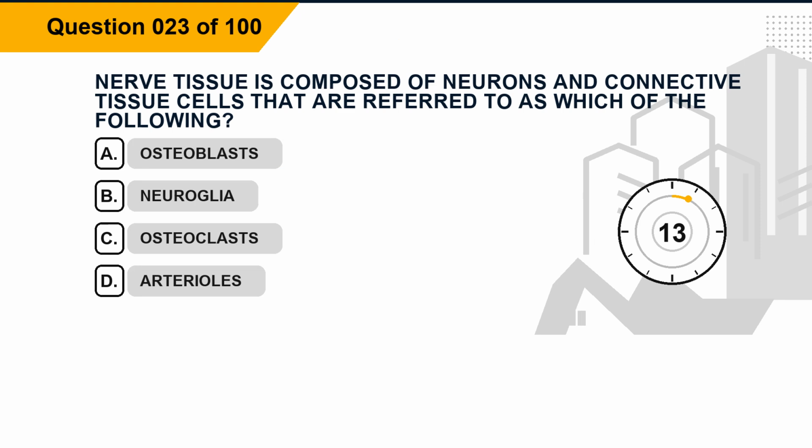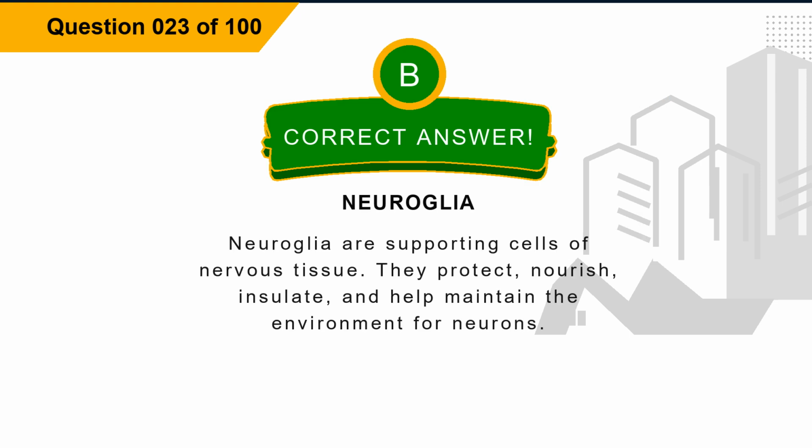Question 23. Nerve tissue is composed of neurons and connective tissue cells that are referred to as which of the following? Option A, osteoblasts. Option B, neuroglia. Option C, osteoclasts. Option D, arterioles. The correct answer is option B, neuroglia. Explanation. Neuroglia are supporting cells of nervous tissue. They protect, nourish, insulate, and help maintain the environment for neurons.